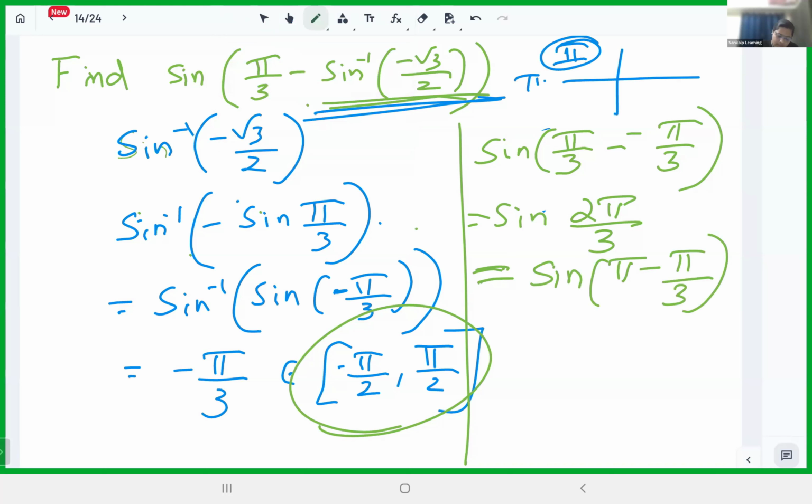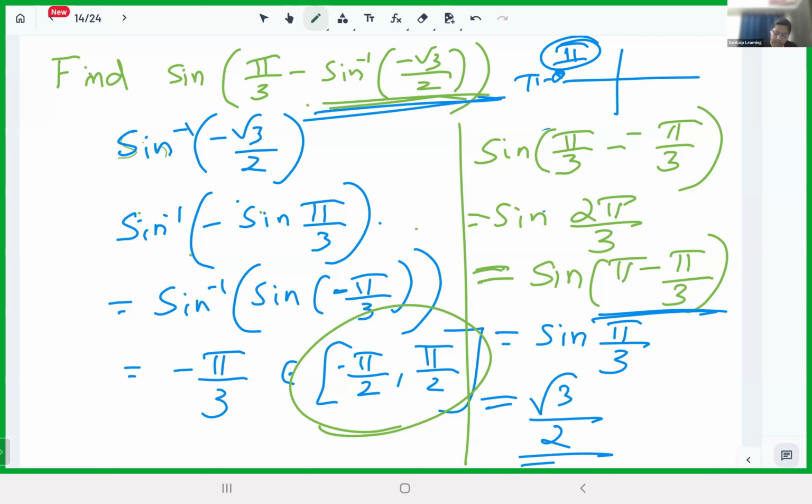So we can write this as pi minus theta. The general form of the angle is pi minus theta. I have taken theta as pi by 3, so I can write this as sine of pi minus pi by 3, which is equal to sine pi by 3. Sine pi by 3 means sine 60 degrees, and sine 60 degrees is equal to root 3 by 2. All right.